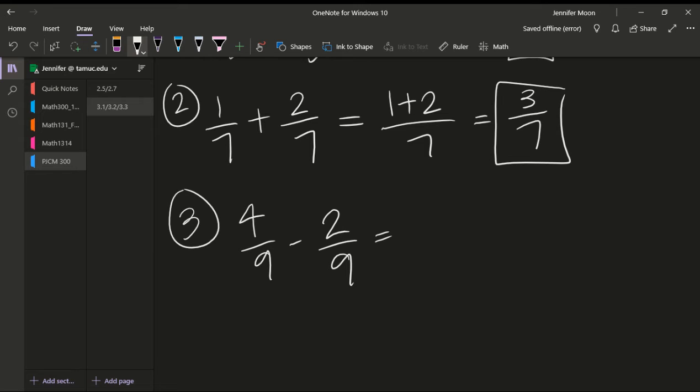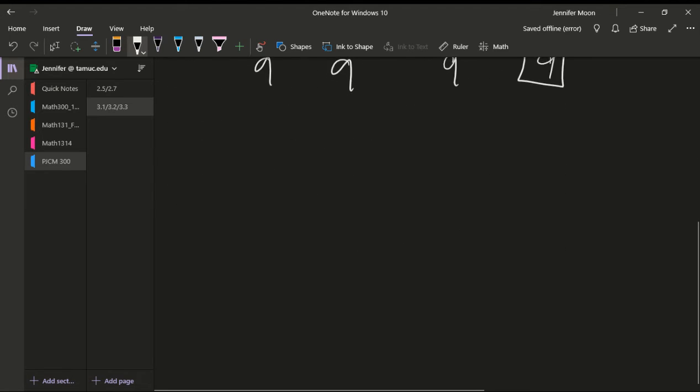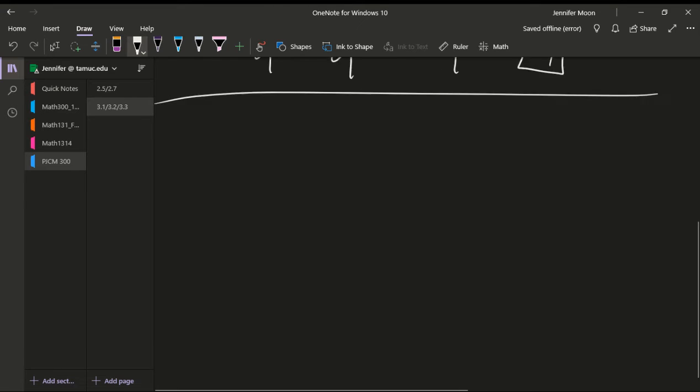Okay, let's say we have 4 over 9 minus 2 over 9. Y'all, it's the same thing, adding or subtracting. Look at your denominator. Do they have the same denominator? Yes. So we perform the operation in the numerator, keep the denominator. 4 minus 2 is 2 over 9. So that is adding and subtracting fractions that have the same denominator. You have to have the same denominator to be able to add and subtract fractions.